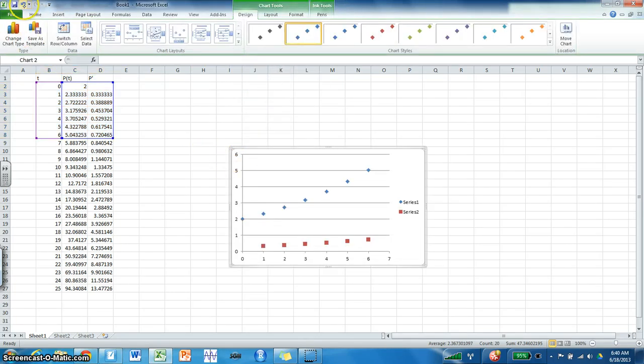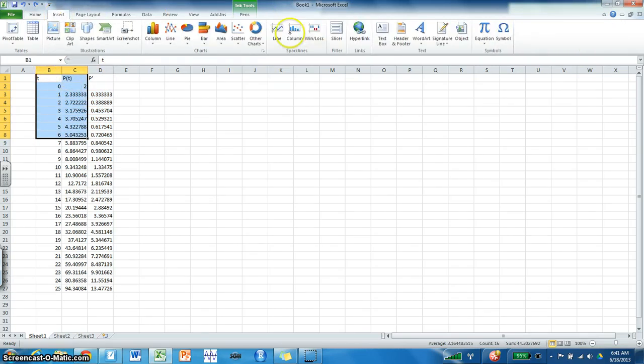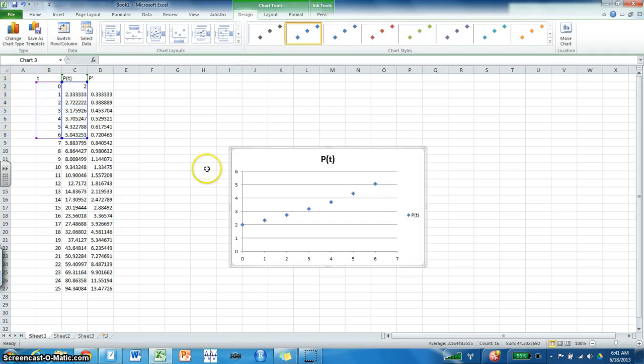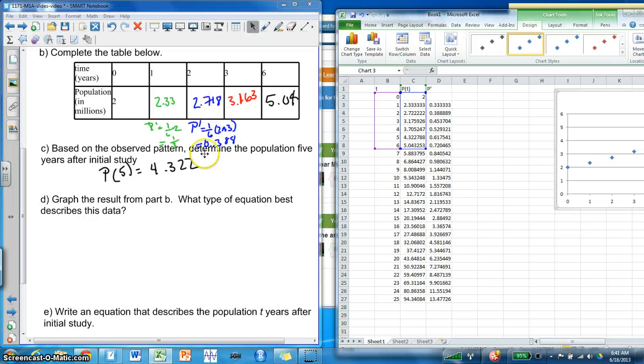I want the labels in there. Let's try that again. So I'm going to highlight everything here, just T and P of T. Go to Insert, Scatter, plot those. Okay, well that's the graph of just those 6. And then let's see, what's it asking?